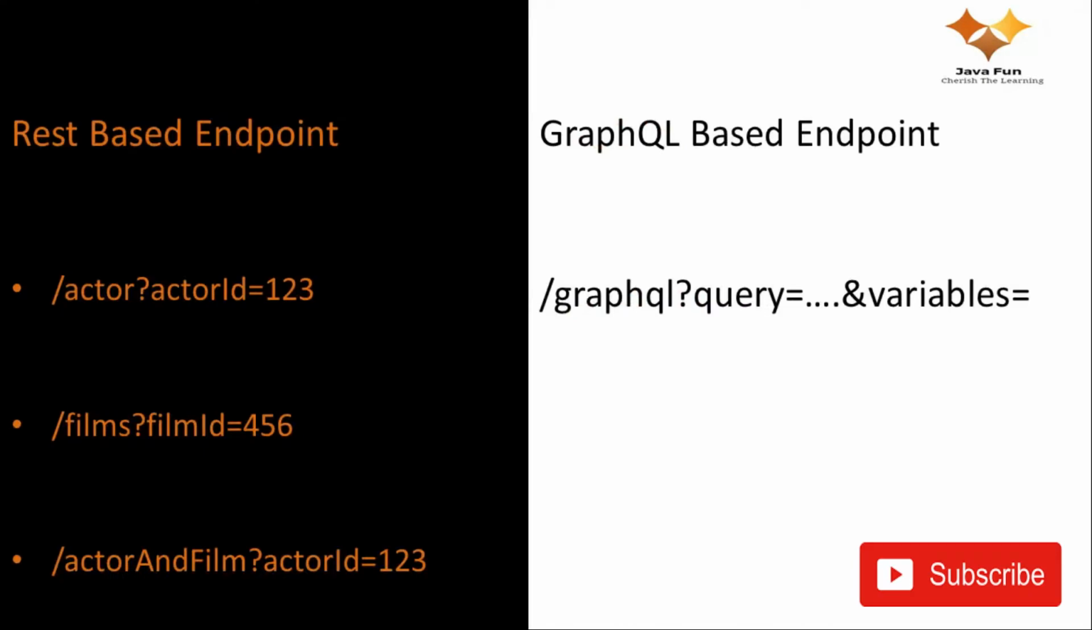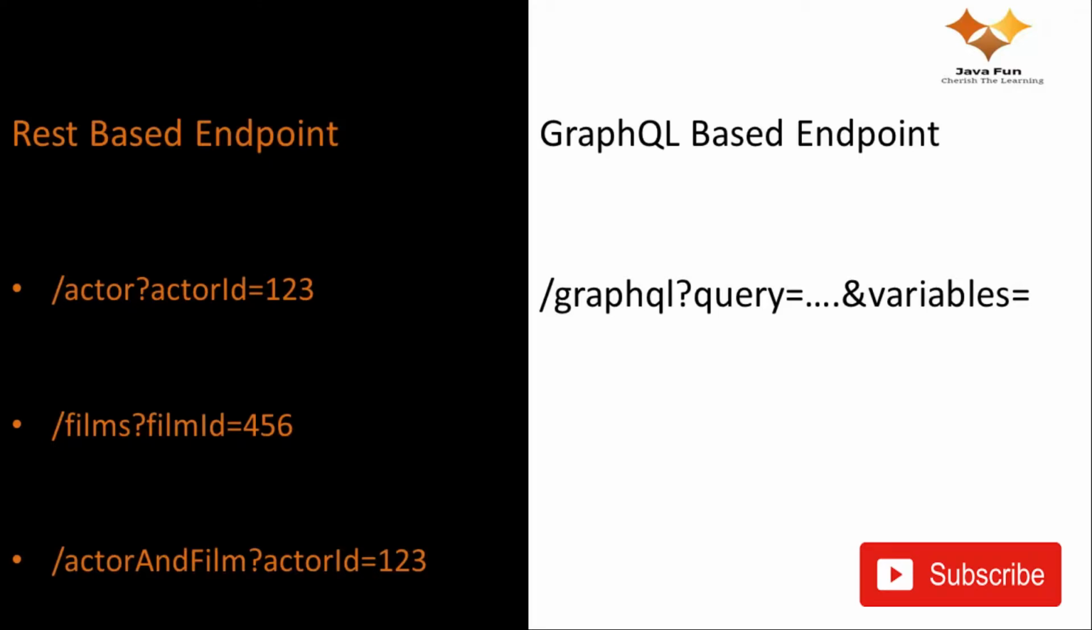So if you see, the basic difference between the REST based endpoint and the GraphQL based endpoint is, suppose I want to fetch actor information using an actor ID, I'll create one endpoint, let's say get actor, and then pass an actor ID as a parameter. Then if I want the films in which that actor has worked, or using the film ID, I'll fire another endpoint on the films. If I want the actor and the films together, I'll fire the third endpoint.